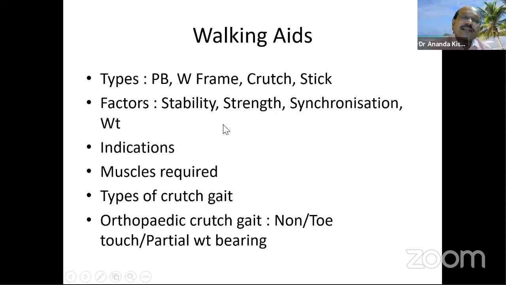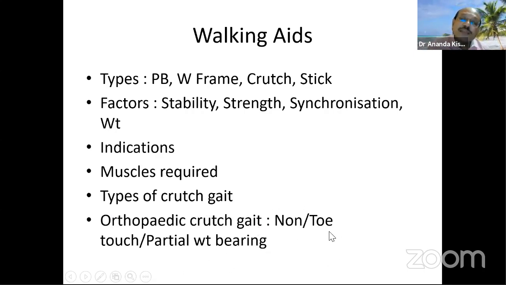Now, walking aids. There are several walking aids. I'm not going into detail. These are the questions usually asked: what are the types of walking aids? What are the factors required for good function? What are the indications? What muscles are required for walking aids? What are the types of crutch gait? Orthopedic crutch gait. Basically, we are concerned about this.